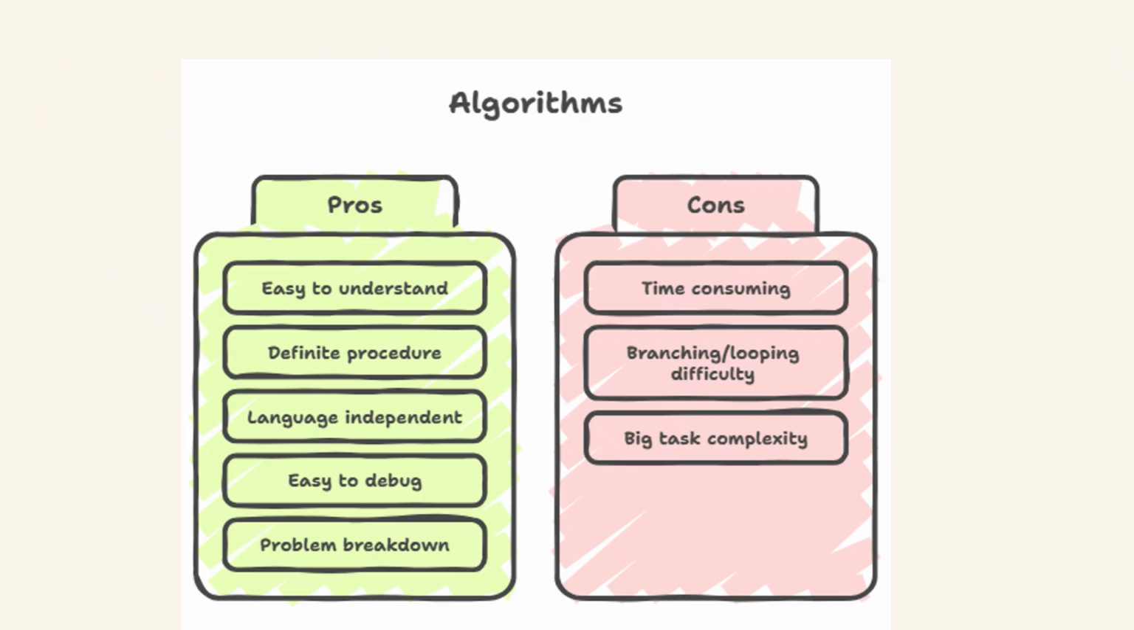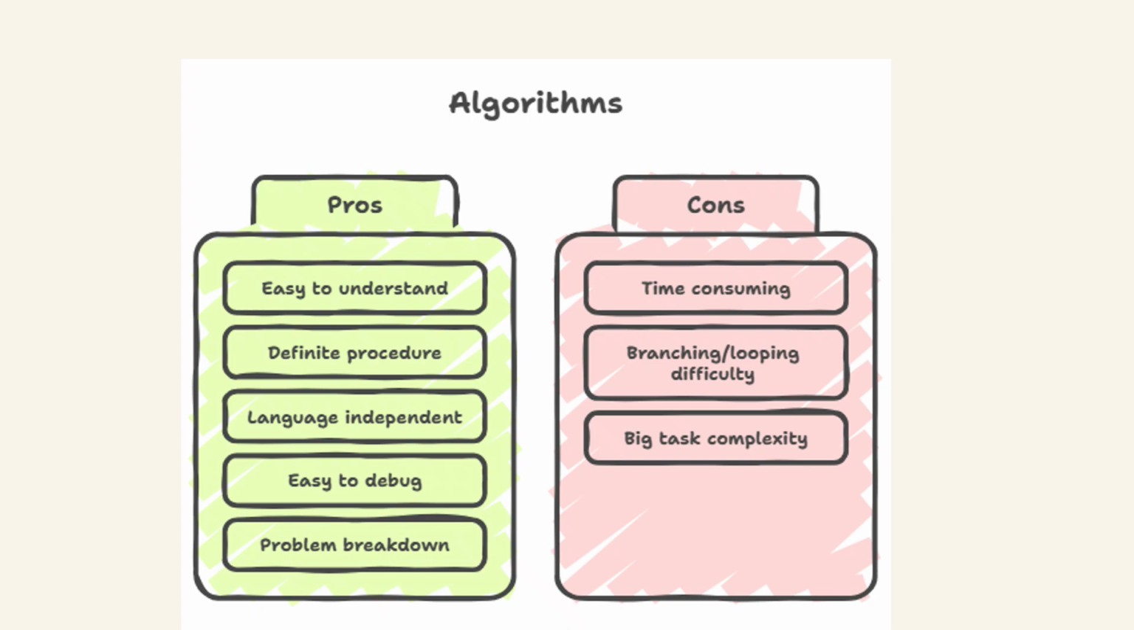Next, we will see the advantages of algorithms. As you know, an algorithm is a step-by-step representation of a solution to a given problem, which makes it easier to understand. An algorithm uses a definite procedure. It is not dependent on any programming language, so it is easy to understand for anyone, even without programming knowledge. Every step in an algorithm has its own logical sequence.